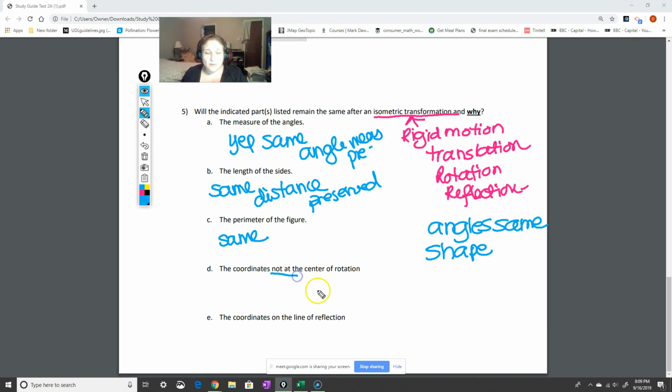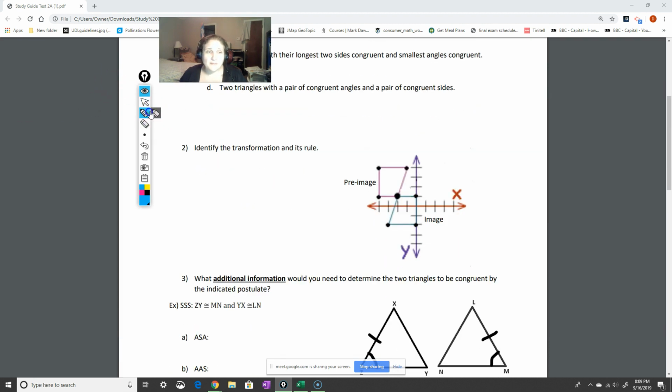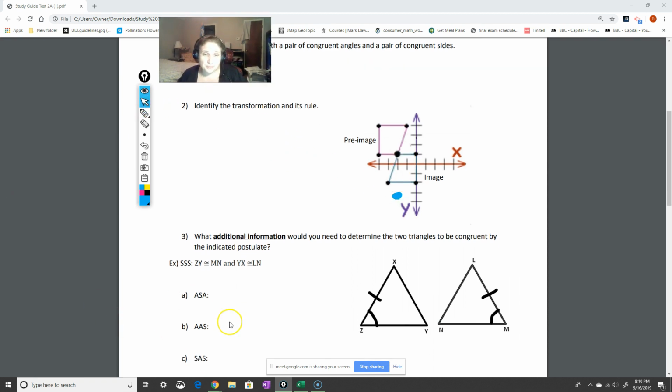Coordinates not at the center of rotation. Here's my shape. If here's where I'm rotating it and it's down here, obviously it's going to be different. Okay? So that's not going to have anything to do with how you rotate it. So those would be different. If it was at the center of rotation, it would actually be the same. If this point was our center of rotation, even after we did the rotation of 180 degrees, the point still stayed the same. So that would be the case where it would be the same if it was a rotation.